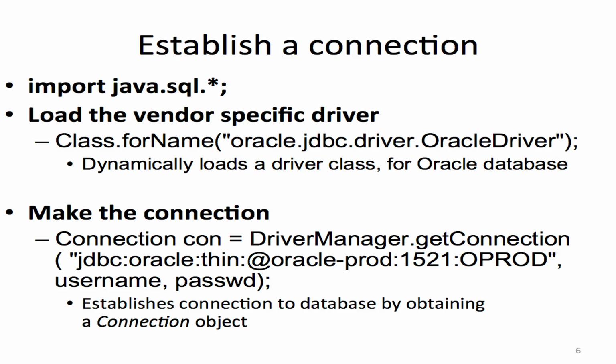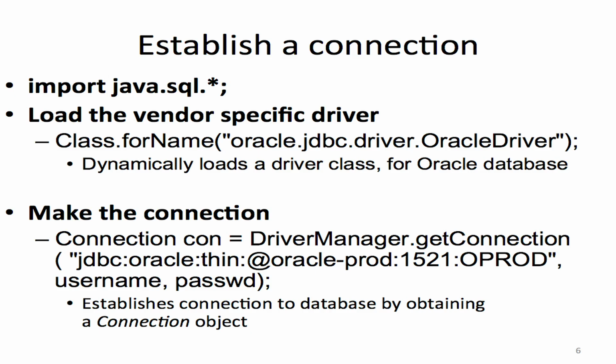So Class.forName is a function, and under the class we are using this forName function. In this forName function we are writing the name of the driver, to dynamically load a driver class for an Oracle database. So this is for dynamically loading a driver class. Loading the driver is very important, whatever vendor we are choosing here.